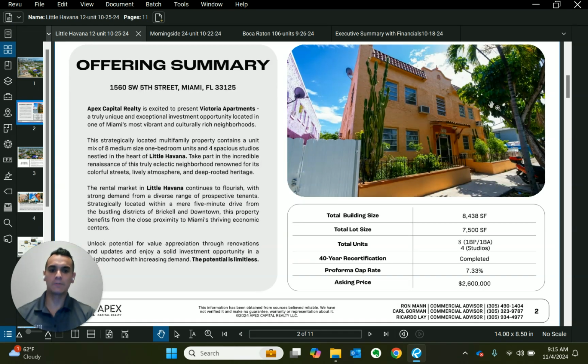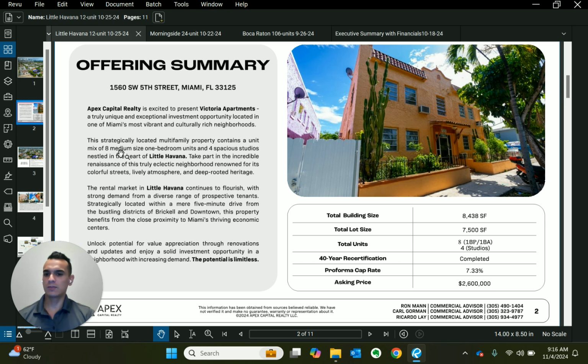So this is the offering summary. I do like to read through the description and really see what stands out. I'm not going to read it 10 times over or really slowly. I just look for key points. So, unique and exceptional investment property. I'm sure it is. Every offering memorandum says this is an exceptional property. Let's see where we get to the meat and potatoes.